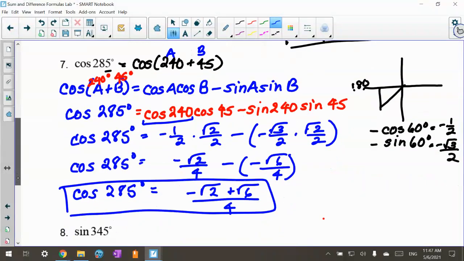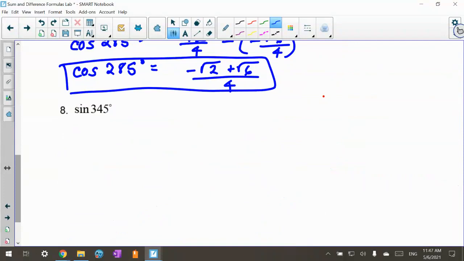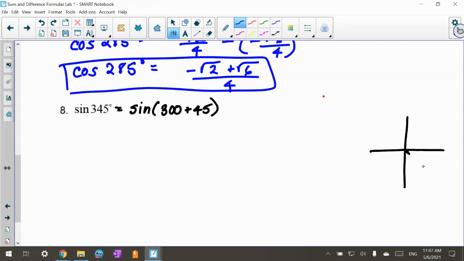Okay. The last one I'm going to do, you want to try it on your own, you can, and then come back. It ends in a 5, so I'm going to use 45. So I did the sine of 300 plus 45. Over here, 300 is, again, we've already done this, in quadrant 4. This is 360, so I've got to do the cosine of 60, and it's positive in that quadrant, and the sine of 60 degrees, which is negative in that quadrant, and the cosine of 60 is a half. The negative sine of 60 is negative radical 3 over 2.